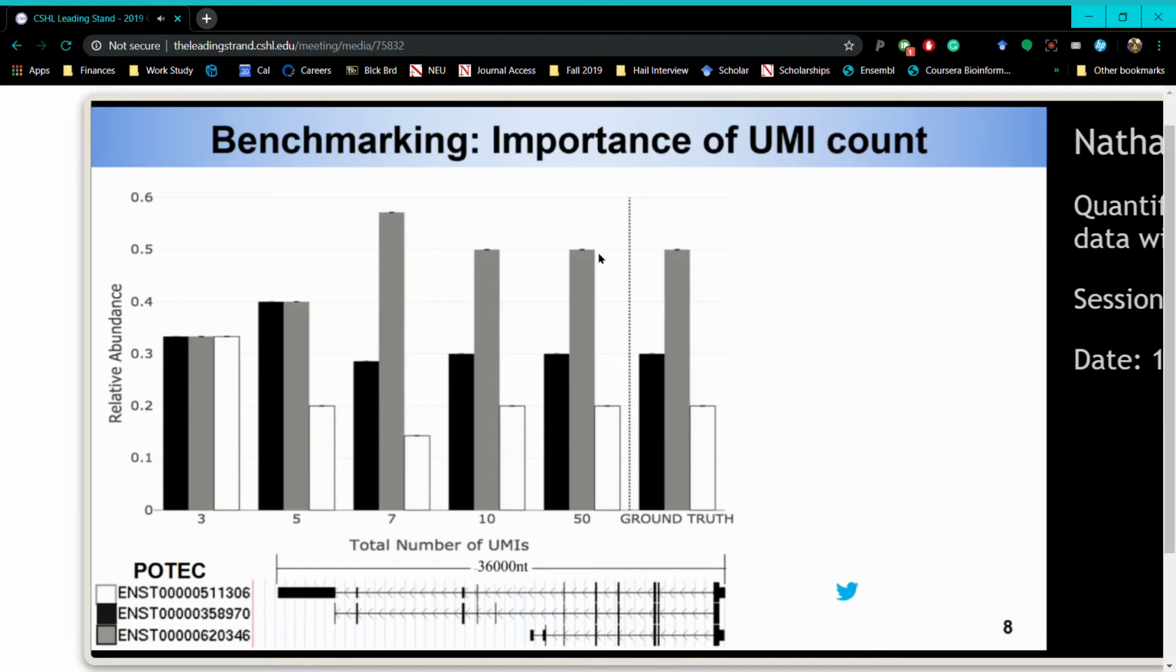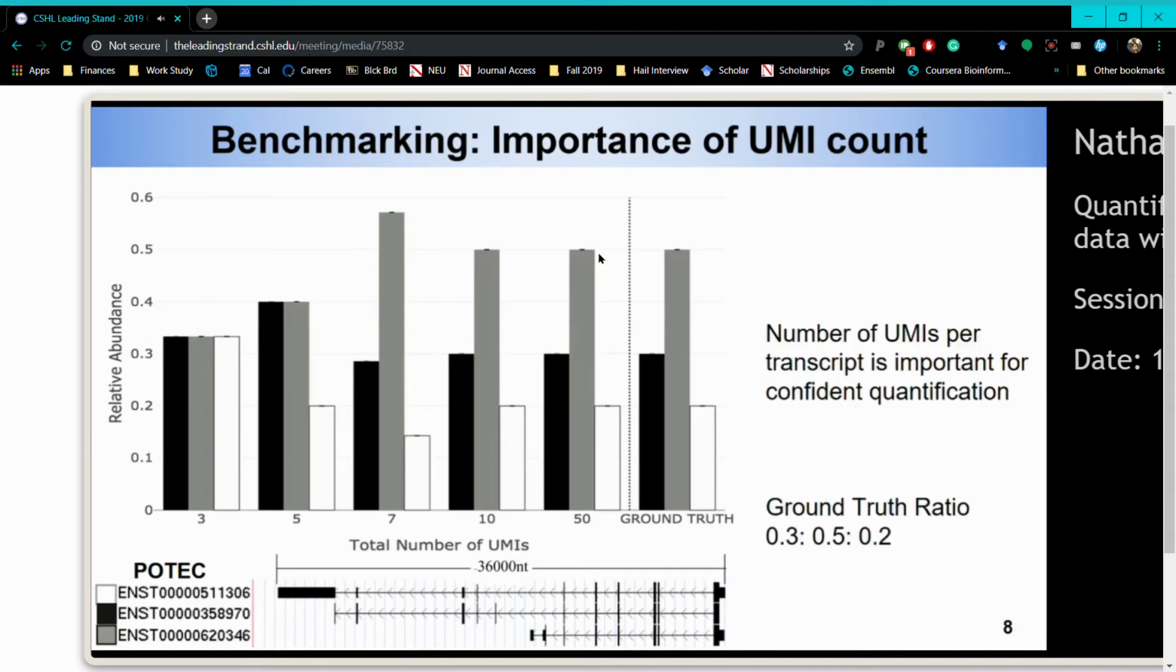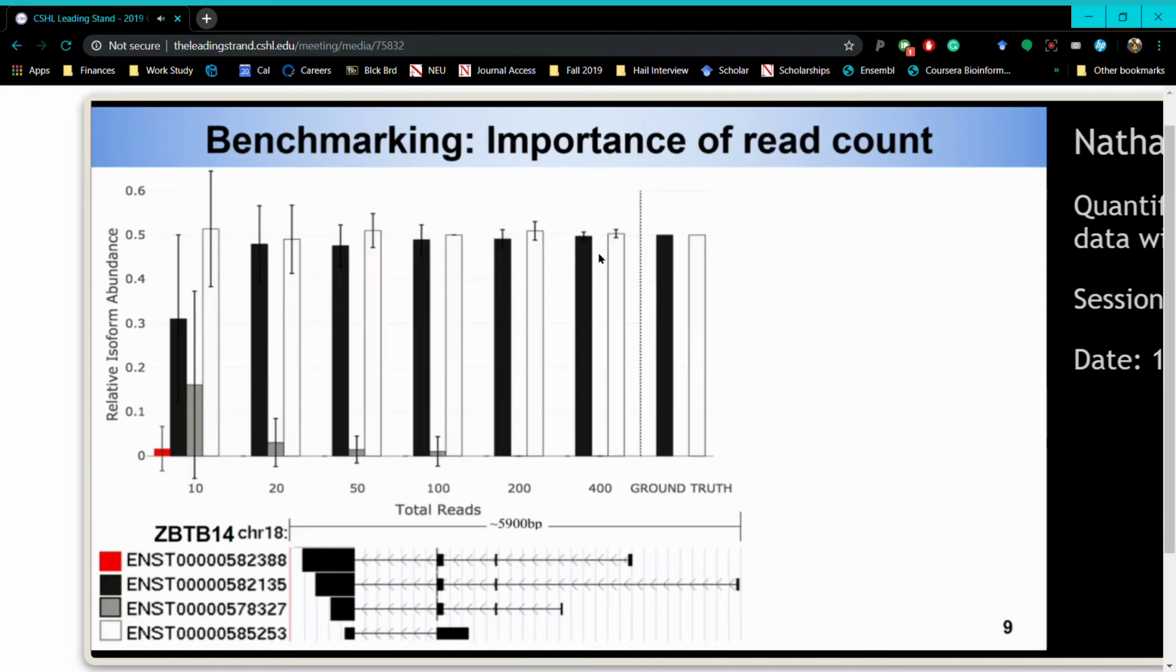With unique molecular identifiers being associated with unique molecules present in the cell prior to amplification, you can imagine that if you have a very low number of unique UMIs, your estimations are going to be fairly limited in their specificity, right? The ground truth, I should have mentioned previously, is this ratio of 0.3 to 0.5 to 0.2 of these colored transcripts. And as you increase the total number of UMIs available in the simulation, it becomes increasingly more accurate. After a certain point, it doesn't really matter if you add more UMIs, because the ratios are relatively simple.